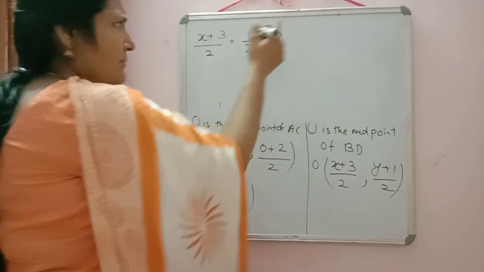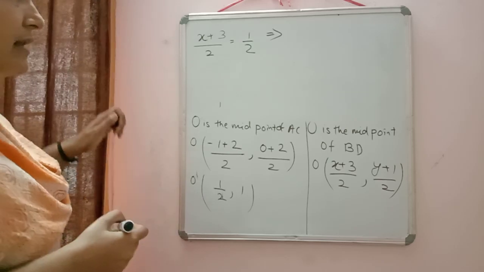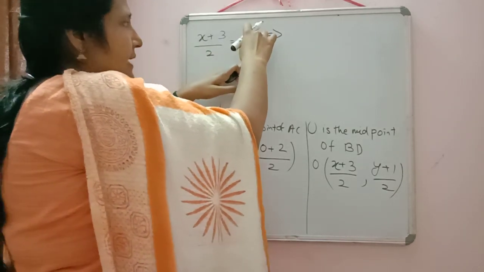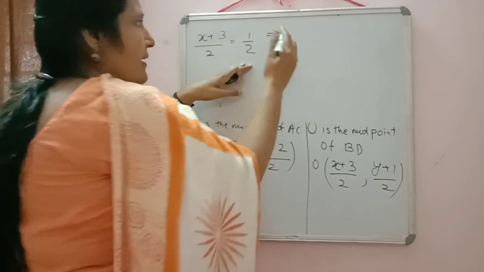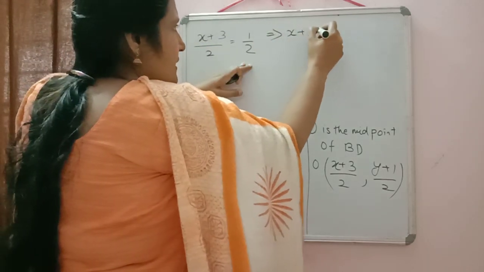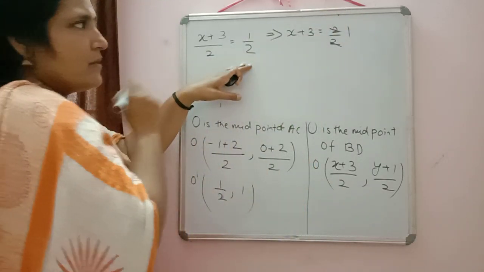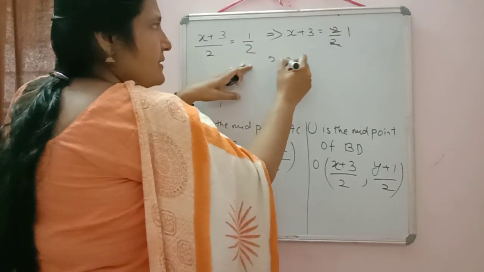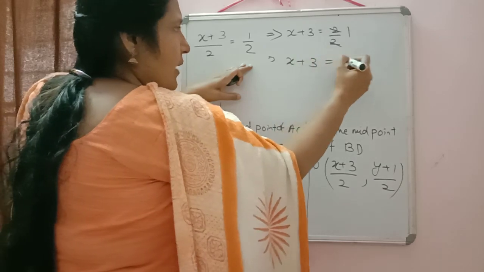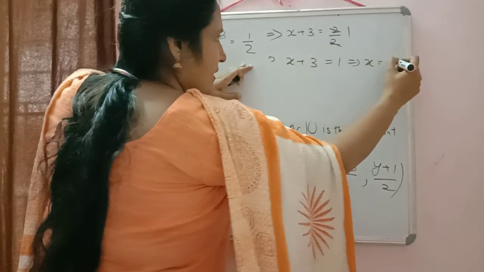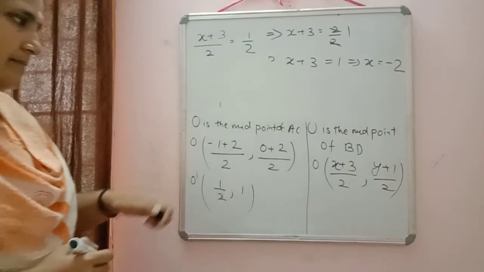Now from this we will calculate the value of x. 2 we will shift to the right hand side, so it will get multiplied. So we will get x plus 3 is equal to 2 by 2. 2 by 2 we can cancel, it will be equal to 1. So x plus 3 is equal to 1. Then we will get x is equal to 1 minus 3, which is minus 2.